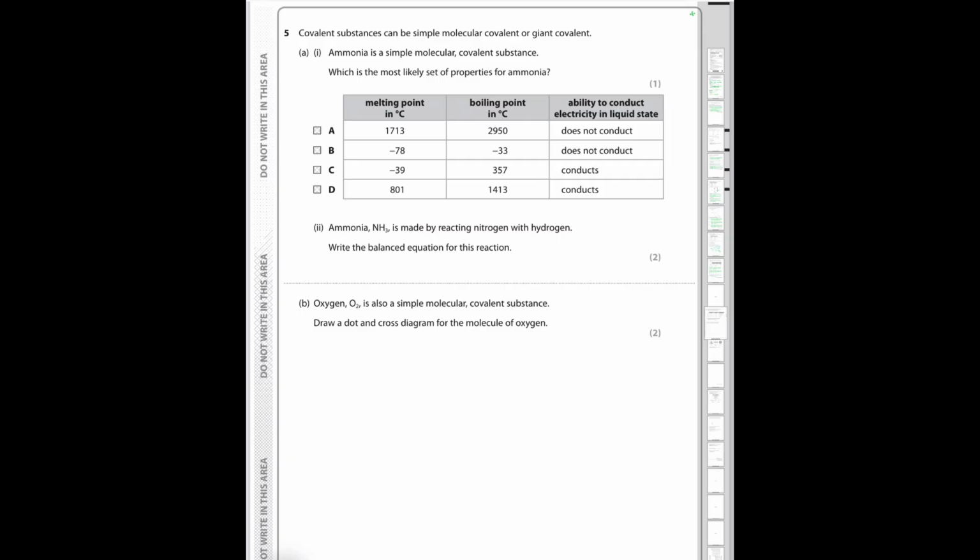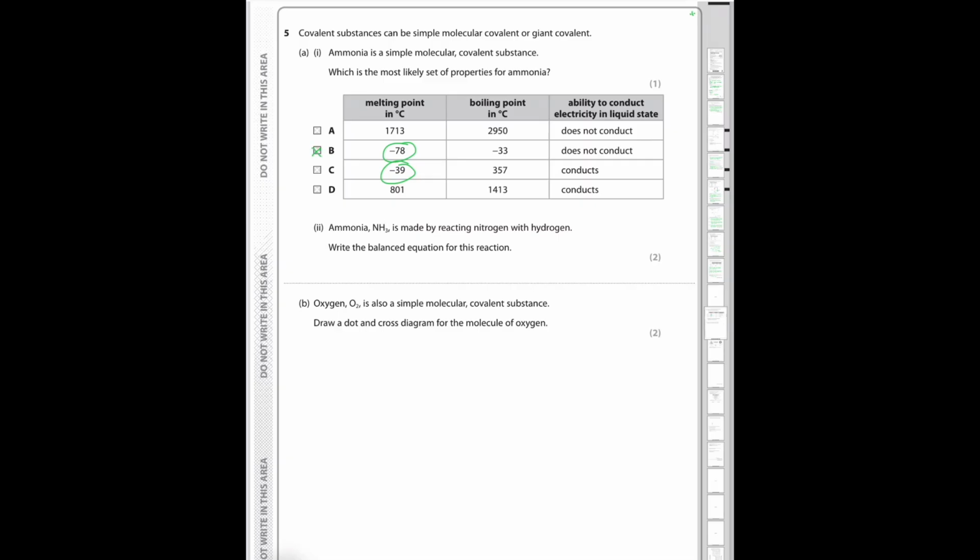So for question 5, covalent substances can be simple molecular covalent or giant covalent. Ammonia is a simple molecular covalent substance. Which is the most likely set of properties for ammonia? So if it's simple molecular, it's going to have a low melting and boiling point. So it's either going to be B or C as our answers. And if we move across and we look at the properties, covalent substances do not conduct electricity. So the correct answer here would be B.